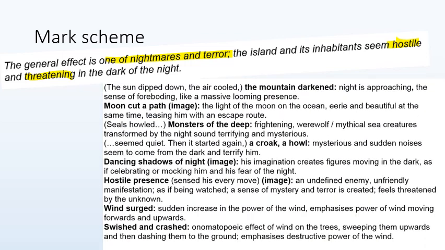Now we're going to have a look at the mark scheme for the second part, the second paragraph. I'm not going to read it all out loud because I think that you can do that. But let's see if when you did this bit by yourself, you got these points. So the overall effect is one of nightmare and terror. The island and its inhabitants, the people or animals that live there, seem hostile, dangerous, unfriendly, and threatening. Here are some of the images. You should pause this video now to read it and see if you found these images yourself when you did your practice. Please pause the video now.